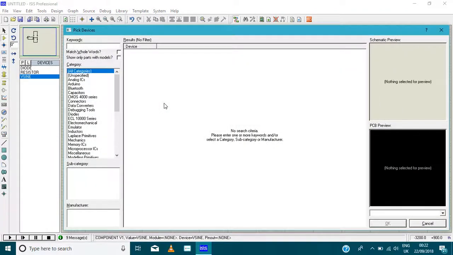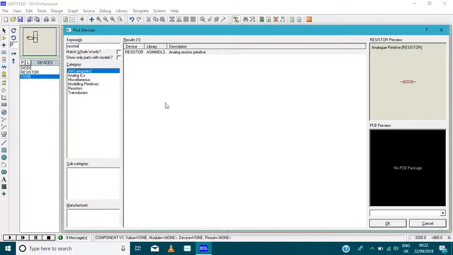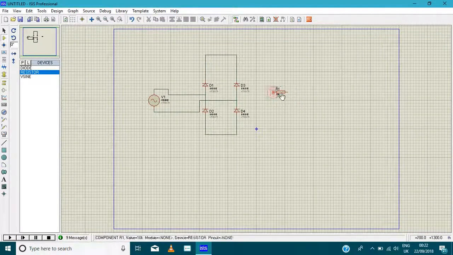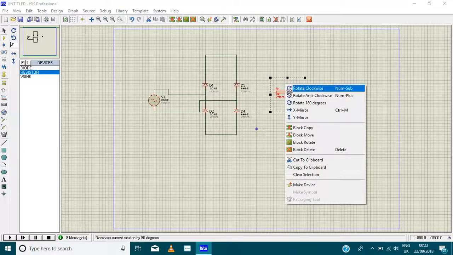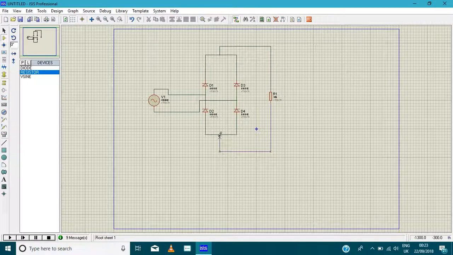So we need a resistor. This resistor is going to be over here. We will rotate it. Now this is going to connect here, and this is going to connect here.